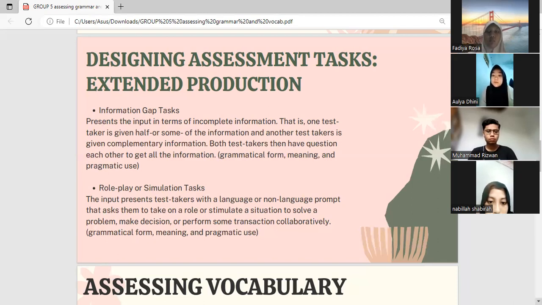The second is the role play or simulation task. The input presents test takers with a language or non-language prompt that asks them to take on a role or simulate a situation to solve a problem, make decisions, or perform some transaction collaboratively. Grammatical form, meaning, and pragmatic use.